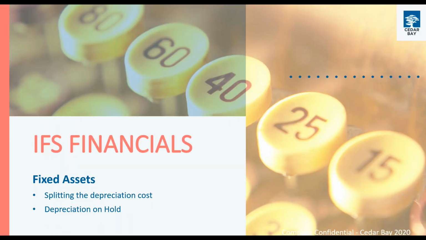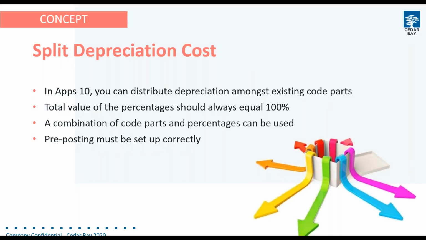All right, so we're going on to my favorite topic, fixed assets. And who doesn't like a little bit of depreciation? So within fixed assets, I'm going to cover two extremely useful improvements. Now, the first one is splitting the depreciation cost over a set of code parts. Let me explain. For those of you who don't know what a code part is, it's a set of dimensions where you can report transactions against in order to structure, analyze, and report within your accounts.